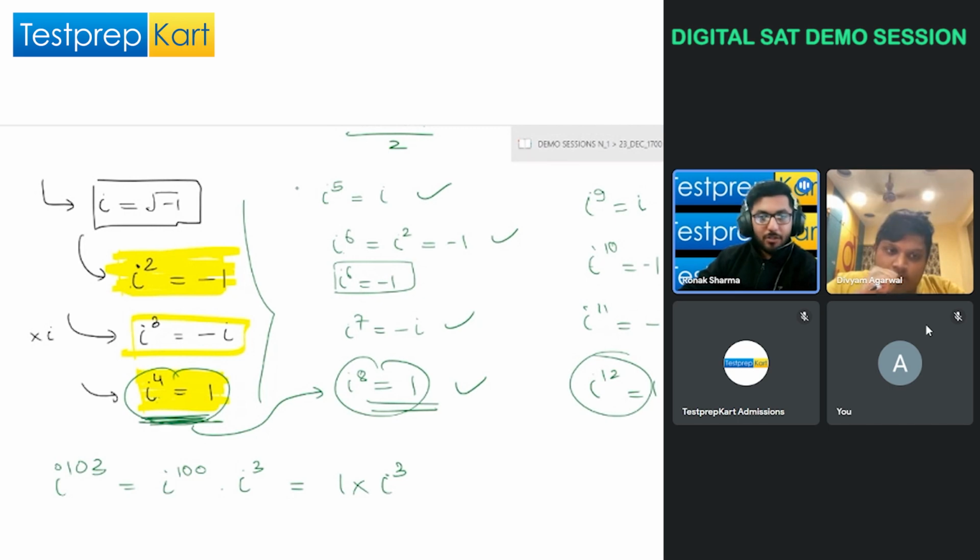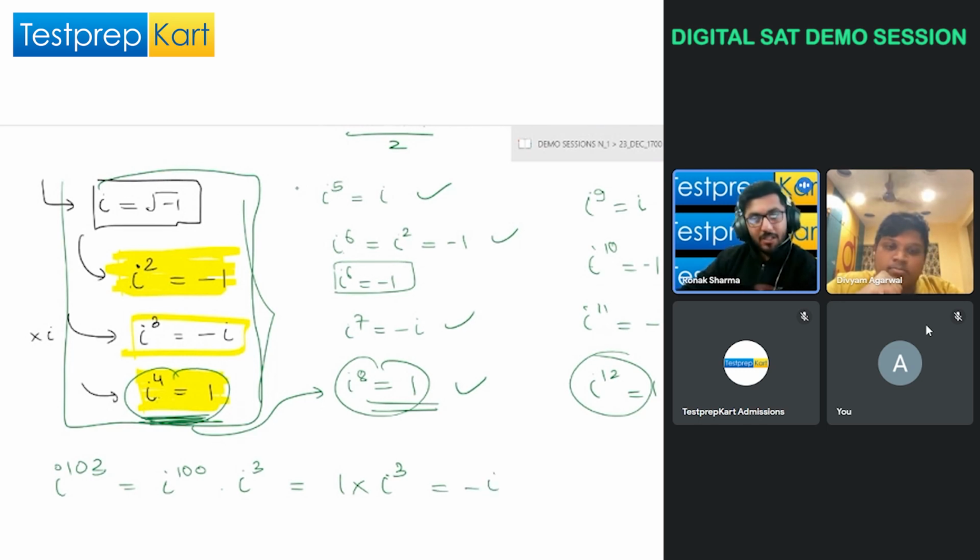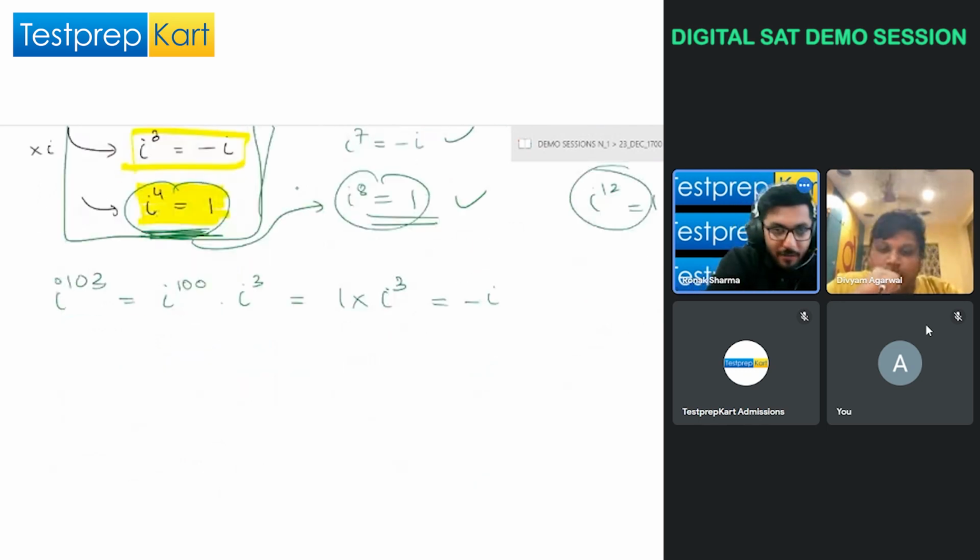Now iota cube you need to remember. As I told you, these 4 values you should always remember. So iota cube is minus iota. So iota power 103 is minus iota. Clear with this fact?